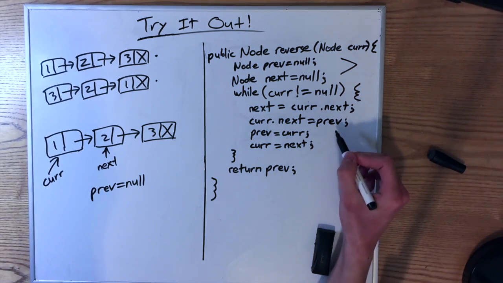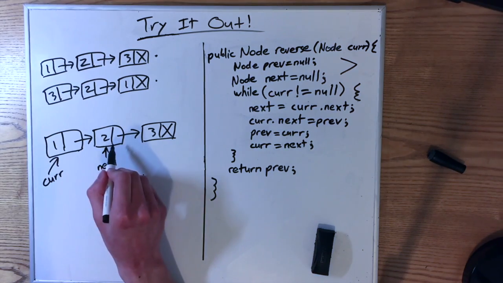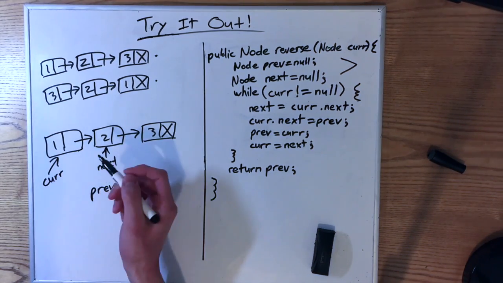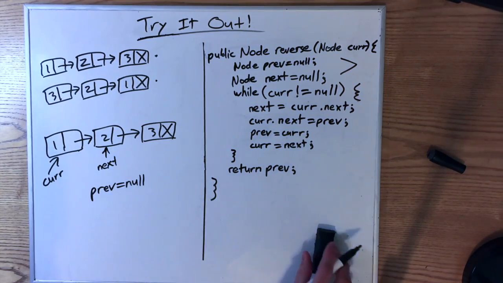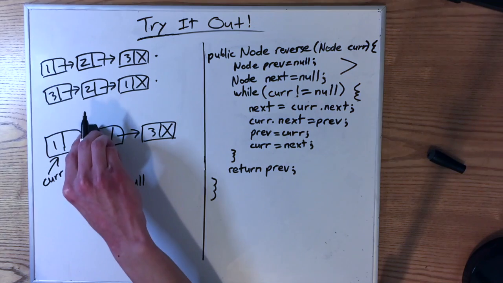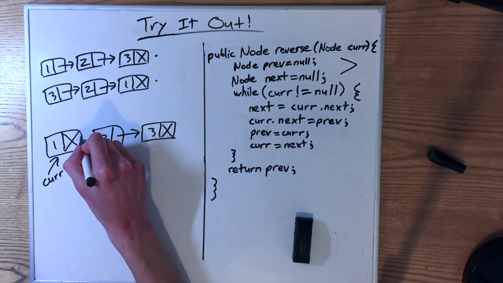All right, now we see that cur.next equals prev. So cur.next normally points to the second node, but now we want it to point to prev. But here we set prev equals null, so now this reference will become null. So we get rid of this arrow, and we represent the null with this x.